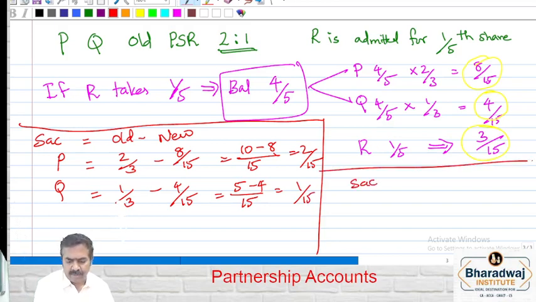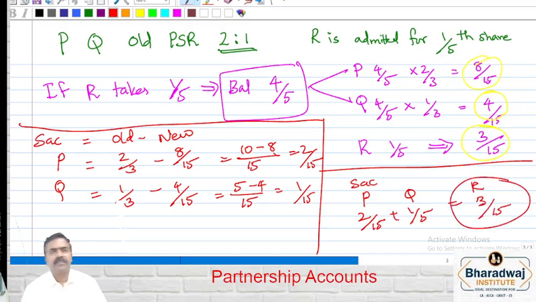Sacrifice done by whom? P and Q. How much are they sacrificing? 2 by 15, 1 by 15. That is what R will gain: 3 by 15. Clear? P and Q are sacrificing 2 by 15 and 1 by 15. Always, sacrifice will be equal to gain. How does the new partner get 3 by 15? P sacrifices 2 by 15, Q sacrifices 1 by 15, and R gets 3 by 15.